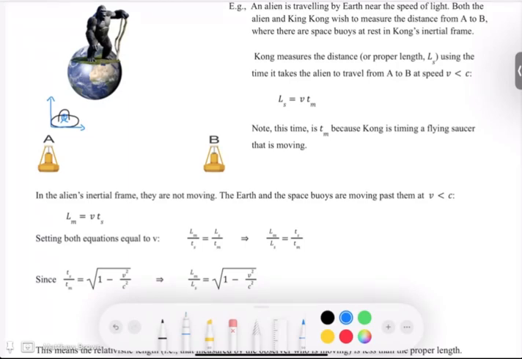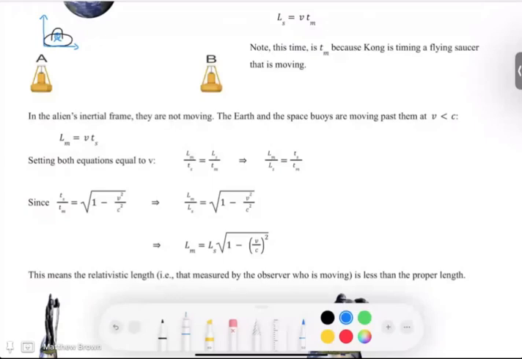So they're going to measure the length between these two buoys too, but they're measuring the length of something that's moving relative to them. That's why it's L_M here. The length is of something that's moving, with speed v once again. And they are actually measuring the proper time, because they are stationary in their reference frame while this is happening.